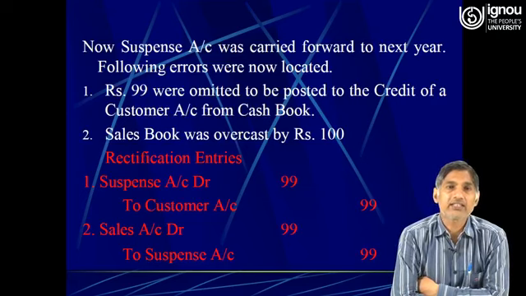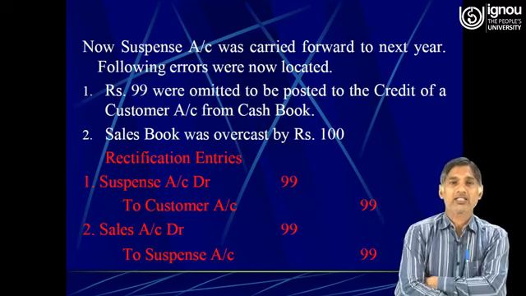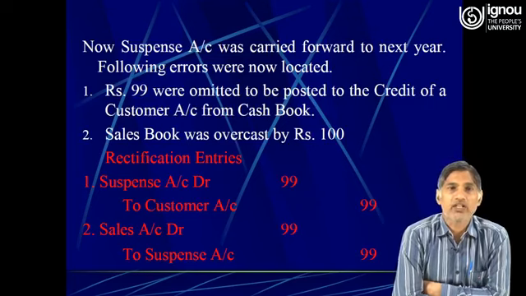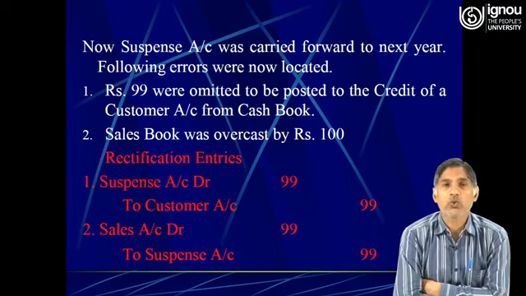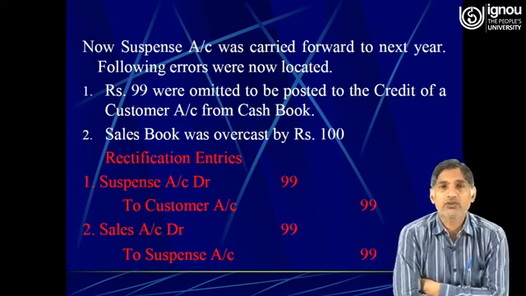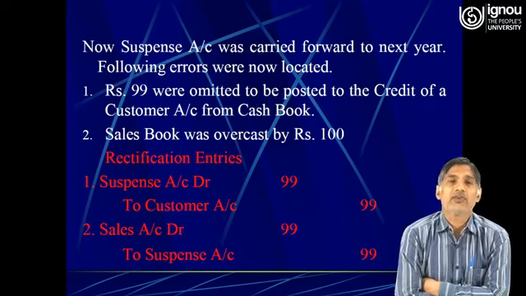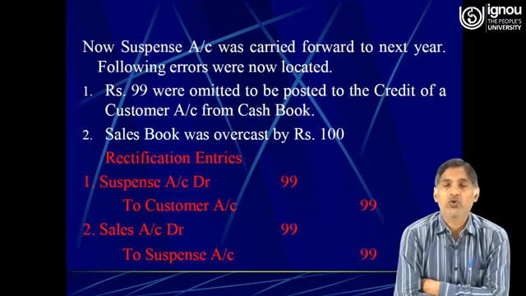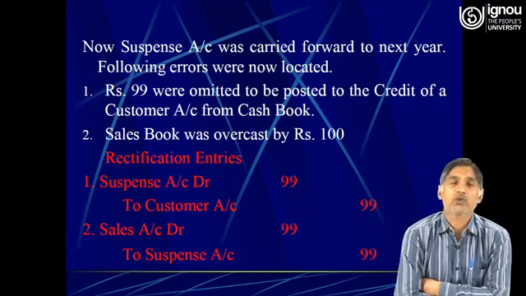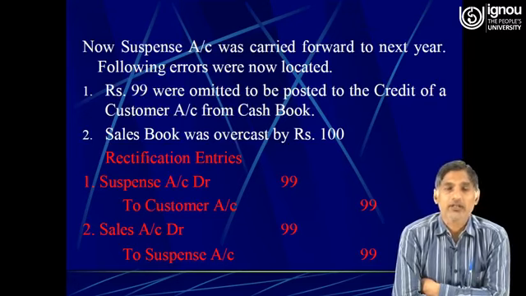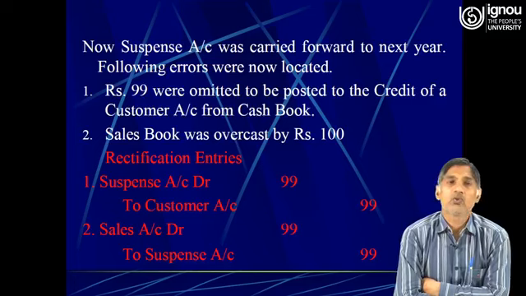Then the sales book was overcast by rupees 100. So here the sales book was overcast by rupees 100. So here the amount would be sales account debit to suspense rupees 99, because when we make the journal entry for sales, we generally make the entry cash account debit to sales or customer account debit to sales.